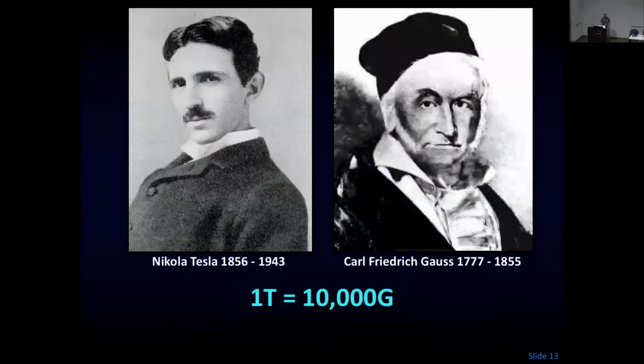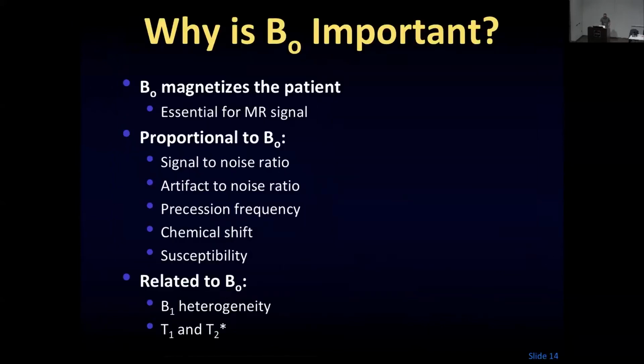Very strong magnets. Now, the units of magnetic field strength are named after Nikola Tesla on your left and Carl Gauss on your right. Tesla is usually the unit we use for clinical MRI. Be aware that you can also use the unit of Gauss. 1 Tesla equals 10,000 Gauss. So 1 Tesla is a lot larger than a Gauss. Okay, so that's a little bit about B0.